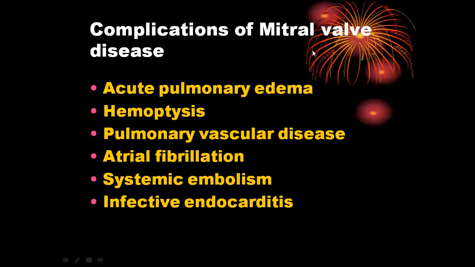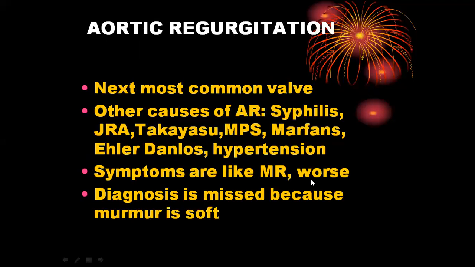So complications, if you have mitral valve disease, are pulmonary edema. So they can't sleep at night because they usually have some condition in the lungs. They have hemoptysis. Then they develop pulmonary vascular disease, and over a period of time, because of dilatation of the left atrium, they have atrial fibrillation, systemic embolism, and infective endocarditis. So there are a lot of bad complications, and every one of them can kill the child.